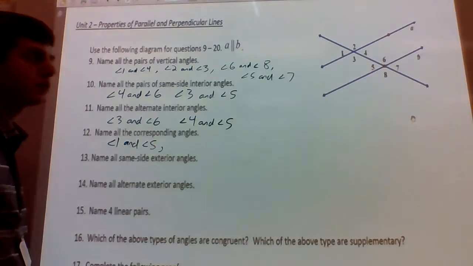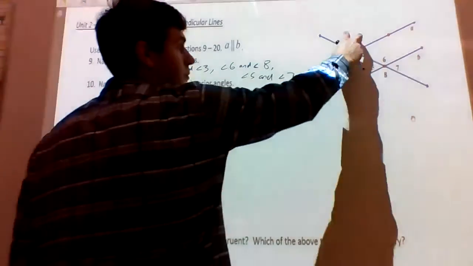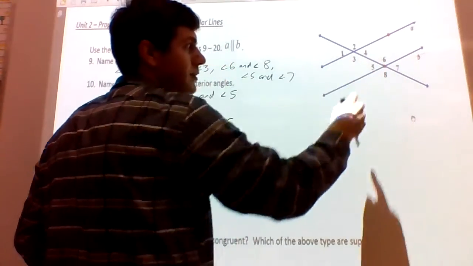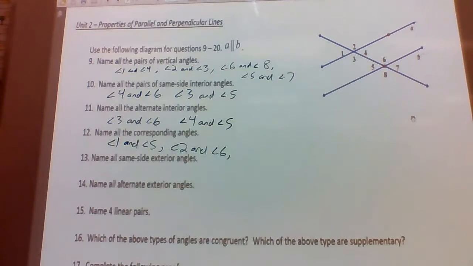If you pick up the intersection and you're looking at angle 2, and you put it on top of the other one, angle 2 is going to be on top of angle 6. So angle 2 and angle 6 are corresponding. Same location, both on the top.